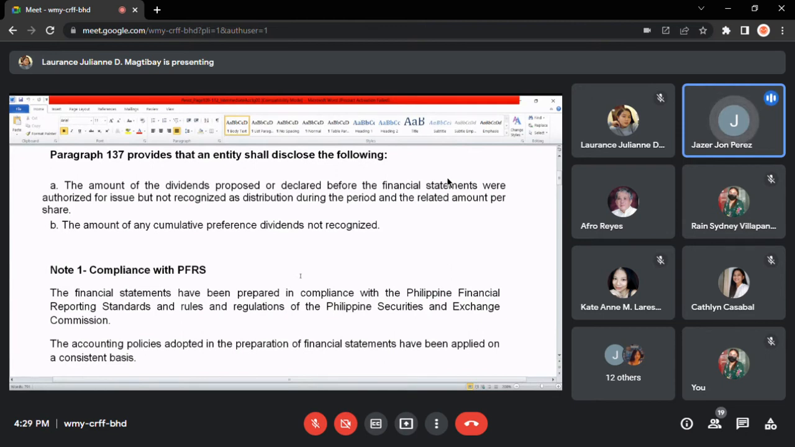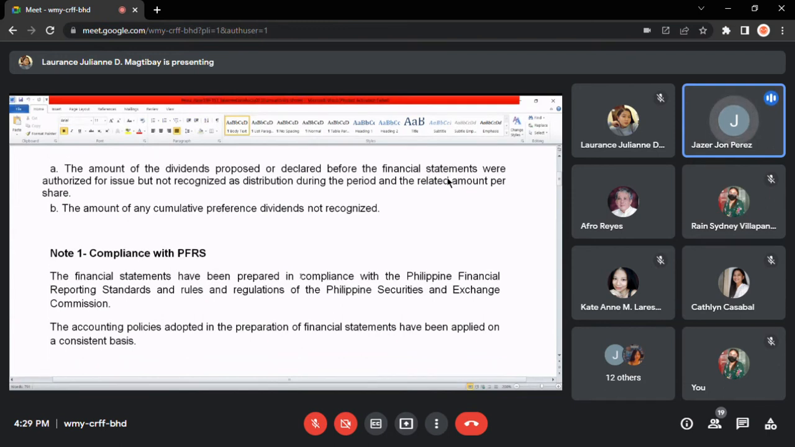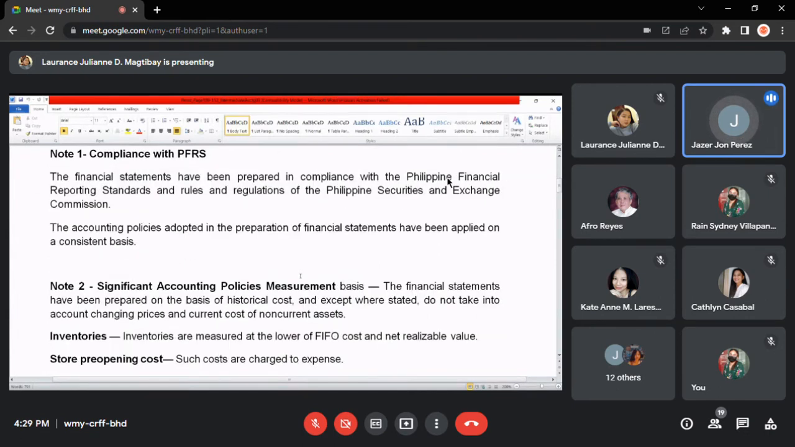And these are the examples of the notes to financial statements and the amounts are not assumed. The first note, note 1, compliance with PFRS. PFRS stands for Philippine Financial Reporting Standards, and the financial statements have been prepared in compliance with the Philippine Financial Reporting Standards, Securities and Exchange Commission. The accounting policies in the preparation of the financial statements have been applied on a consistent basis.